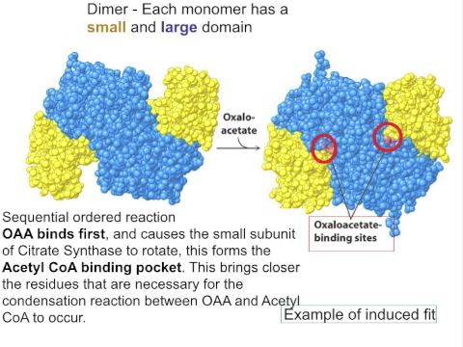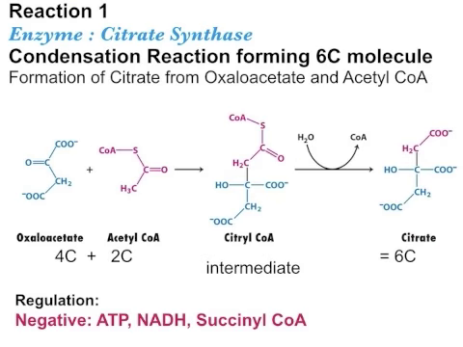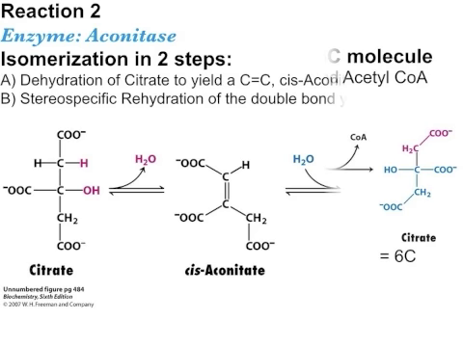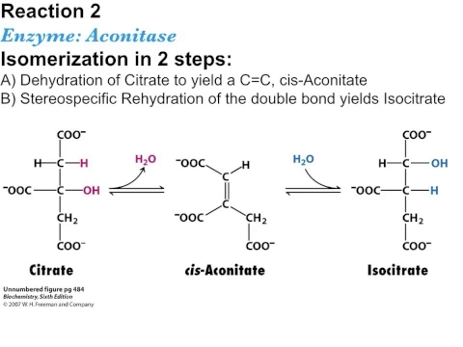This is a prime example of an enzyme that works by induced fit. The regulation of this enzyme occurs through inhibition via ATP, NADH, and succinyl-CoA, and these are all an example of negative feedback regulation. And so now on to reaction number 2.